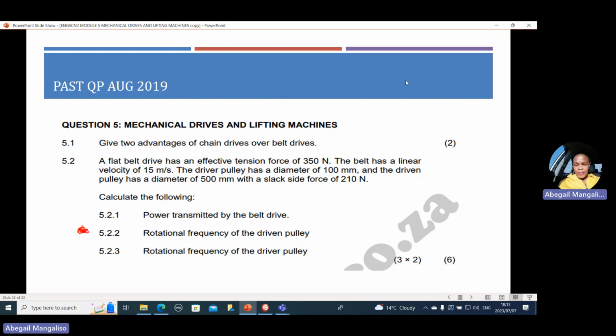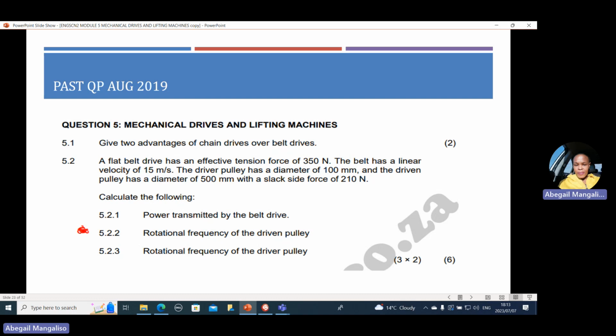In this example, I'm going to look at the calculations on belt drives. Five point two. A flat belt has an effective tension. So effective tension is T1 minus T2, or is called effective pull. So T1 minus T2 is given as 350 newtons.